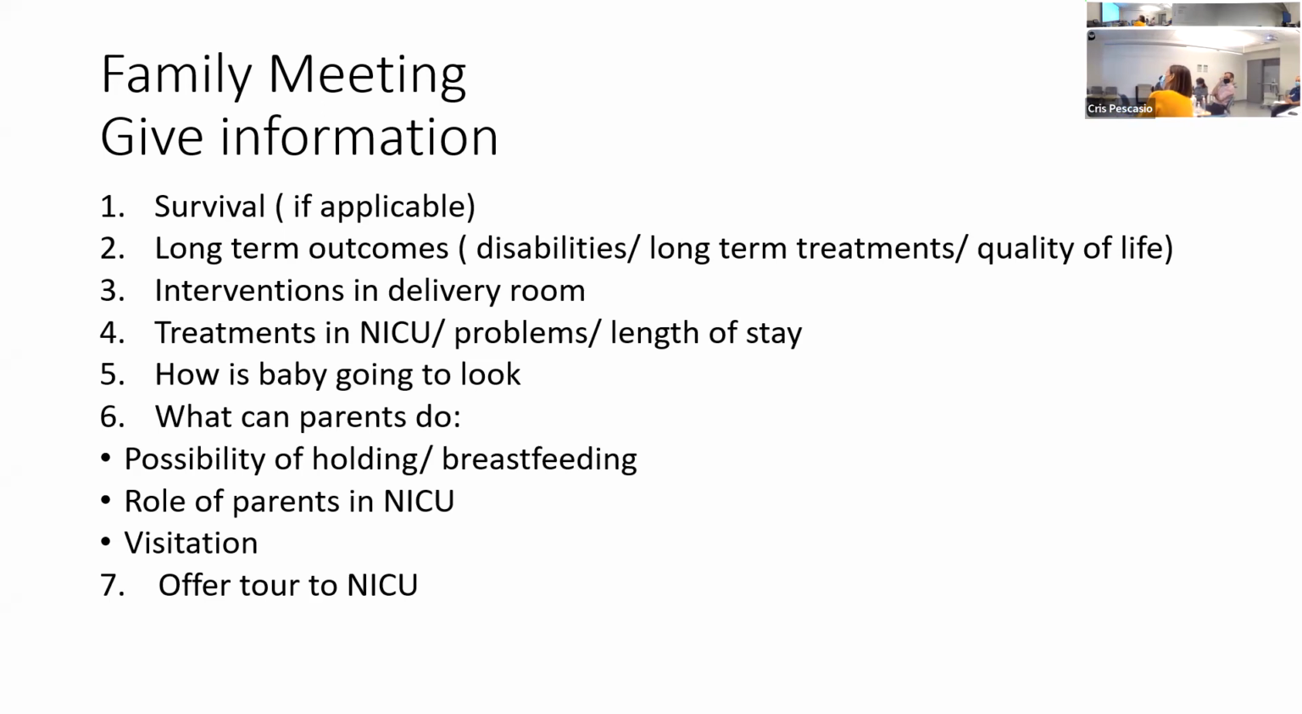So this is what they want to know. They want to know about complications. In the studies, they say I want to know about survival. I want to know about long-term outcomes, and we'll go through the long-term outcomes. And it will be disabilities, if that baby will need treatment for a long time, quality of life, which is important. Interventions in the delivery room, treatments in the ICU, how the baby is going to look, and what the parents can do. And then offering a tour of the ICU, two studies showed that was important for families.